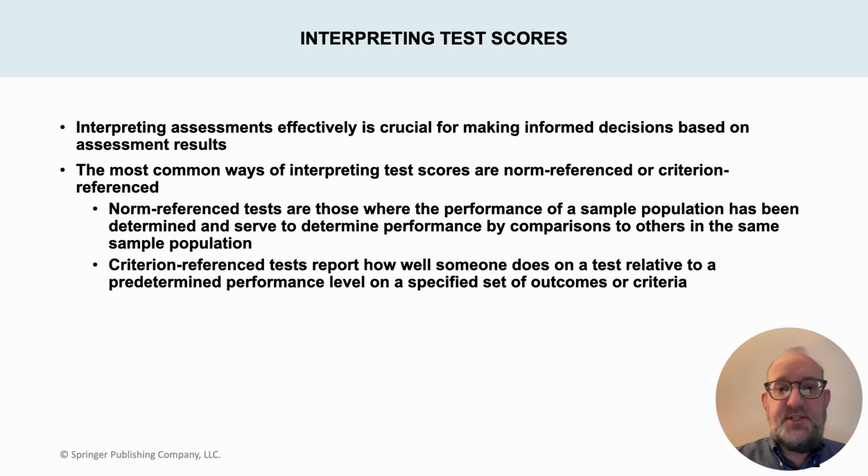Norm referenced tests are those where the performance of a sample population has been determined and serve to determine performance by comparing to others in that same population. Whereas interpreting test results through criterion referenced, these state and provide information on how someone does on a test relative to the predetermined performance level on a specified set of outcomes or criteria.